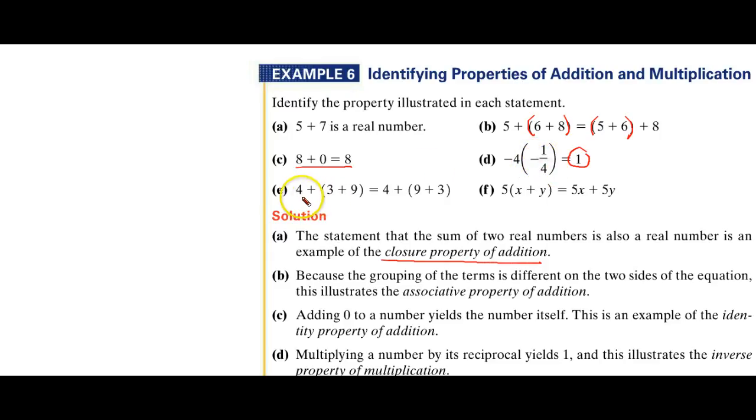Now here we have 4, 3, 9, 4, 9, 3. So what's happened here? We've taken these two and switched them around. This is the commutative property of addition. And this, you recall, is the distributive property.